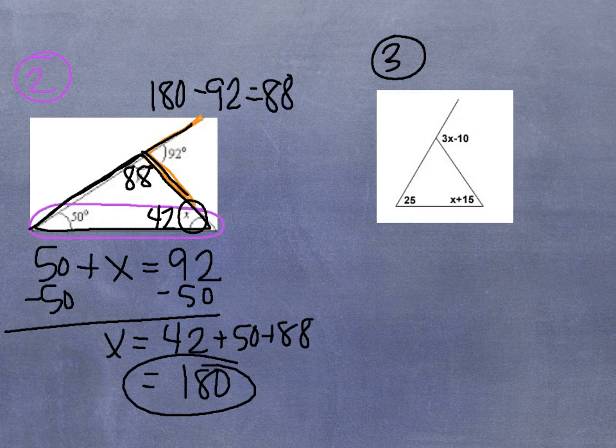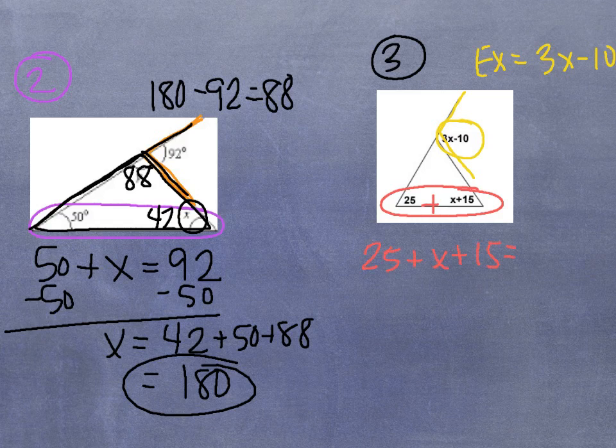Now let's look at number 3, a little more difficult. So this one, we're going to look at what is the exterior angle. This right here is your exterior angle. So the exterior angle is equal to 3x minus 10. What are your opposite two angles? The opposite two angles are right here, 25 and x plus 15. So remember, the rule is that the opposite two angles, 25 plus x plus 15, should equal the exterior angle, which is 3x minus 10. So the opposite two angles added together, the ones in the pink, should equal the exterior angle.